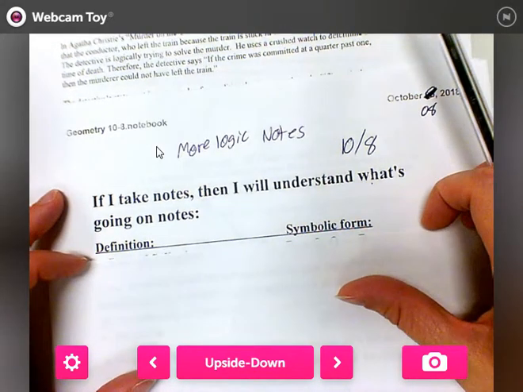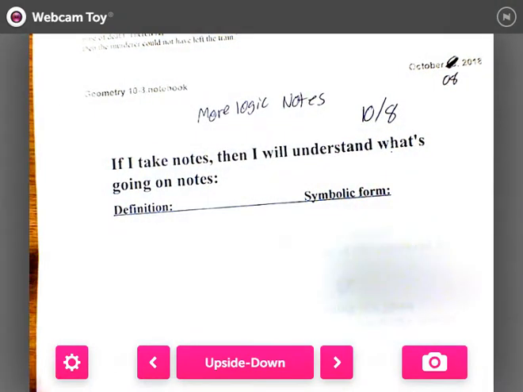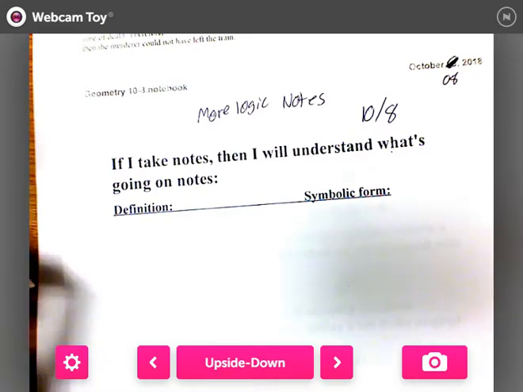Definition and symbolic form. It's going to be two columns, guys. One's going to be the definition side. One's going to be the symbolic form side. You need to know the symbolic form. Don't just blow that part off. Make sure you're writing it down. You're going to really need this for tonight's homework, so don't lose these notes either.